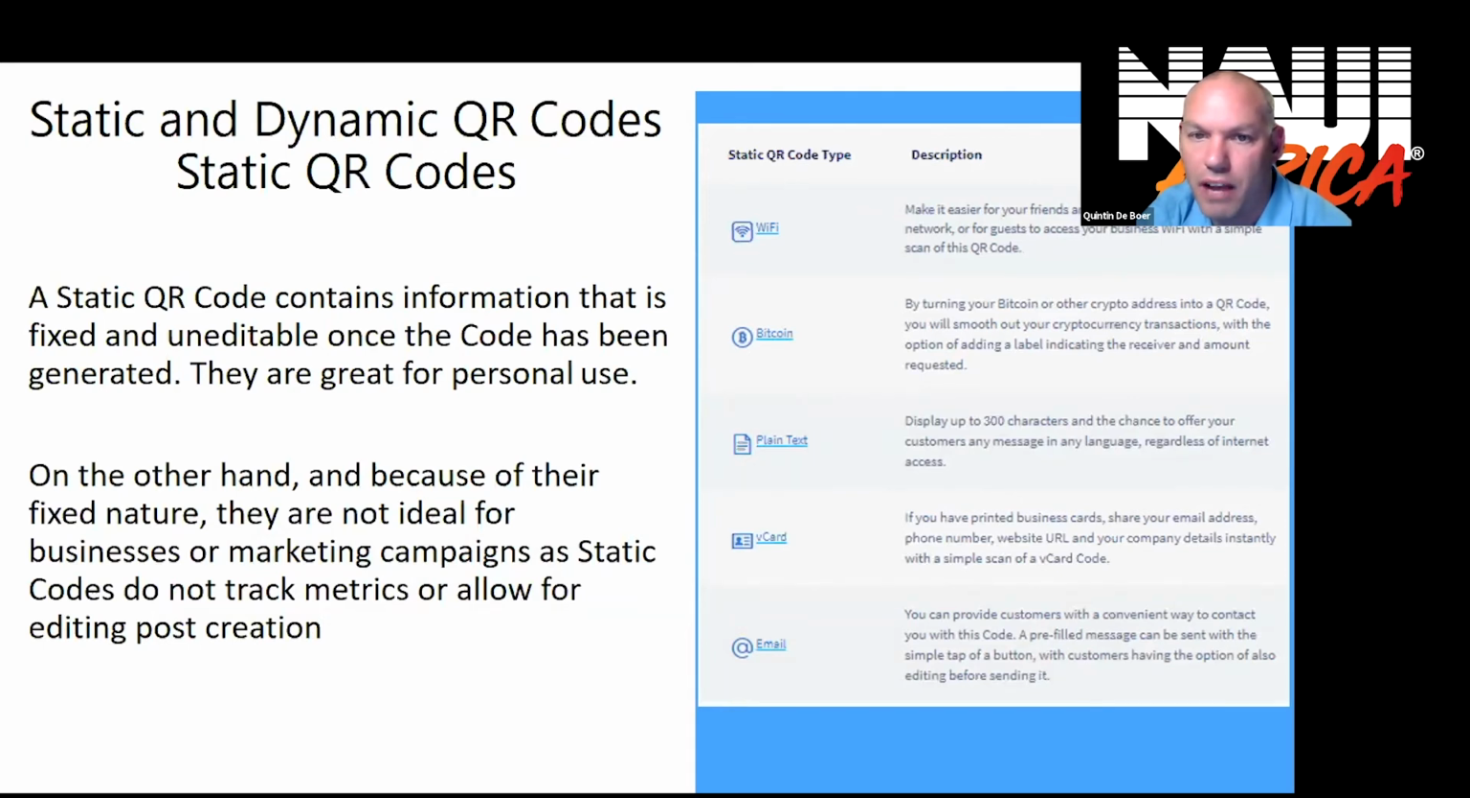You can share Wi-Fi. If you receive Bitcoin payments these days, it's a new thing, cryptocurrency, everybody's jumping on board. Plain text, you can have up to a 300 character message. You can have various virtual business cards as well as emails. We'll delve into that a bit deeper just now.